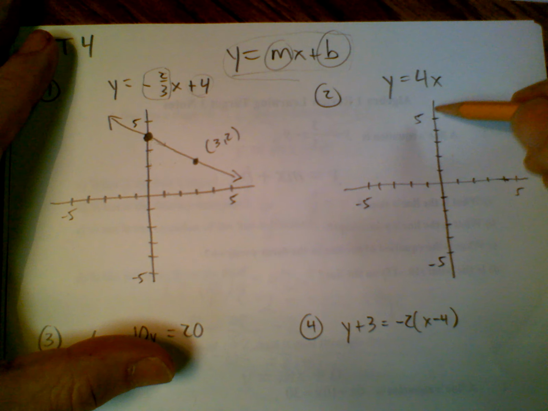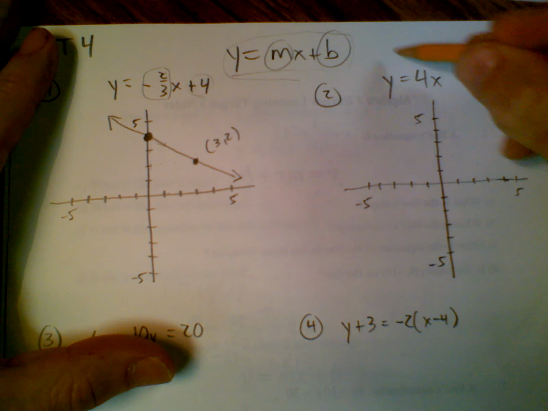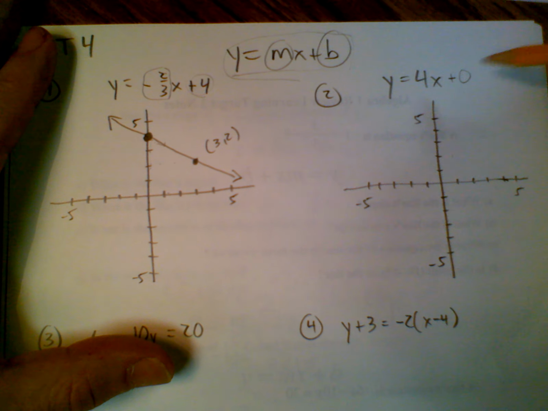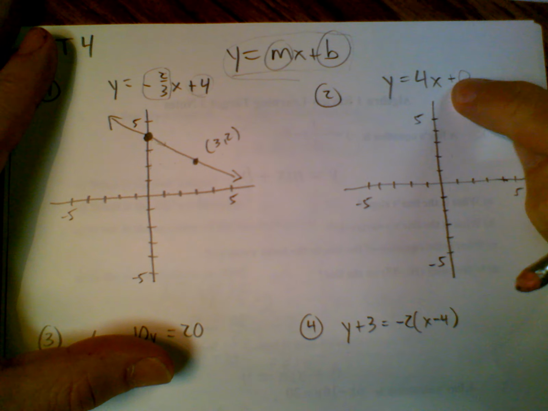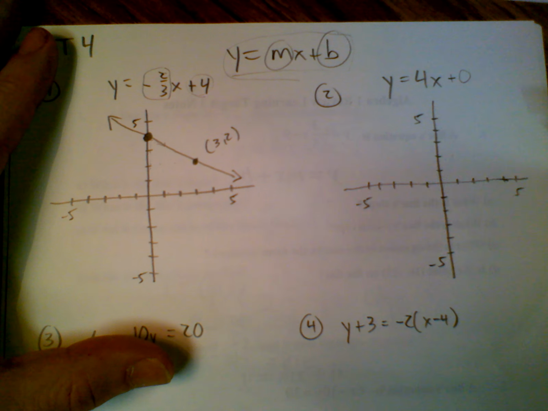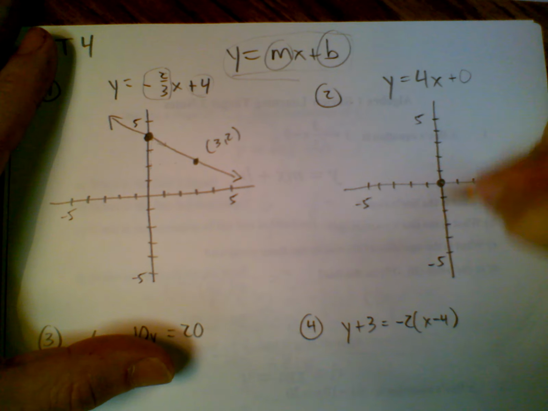So in this equation, it kind of looks like we don't have a b value. Where's the b value? Well, you've got to use your imagination and think of the b value as being 0, because adding 0 to this side of the equation doesn't really change that side of the equation. 4x plus 0 is the same thing as 4x. And so if the y-intercept is 0, there is a point right there at 0 on the y-axis.